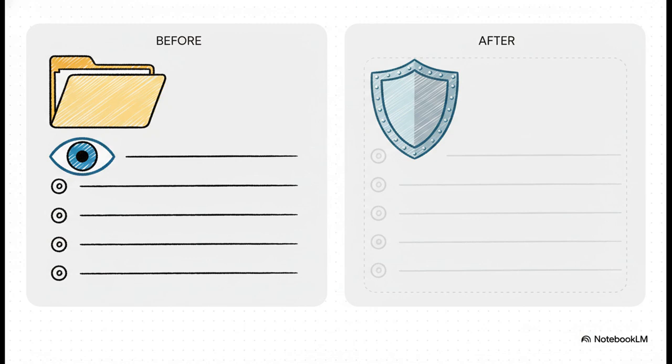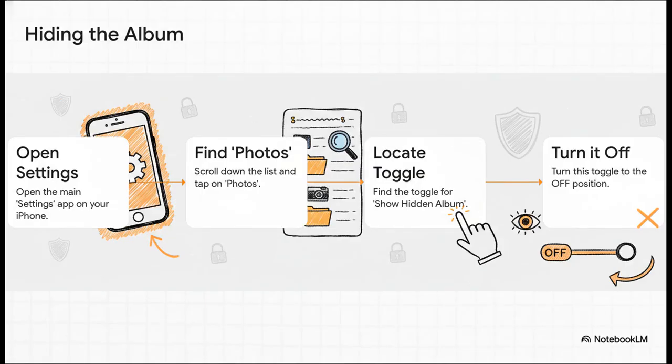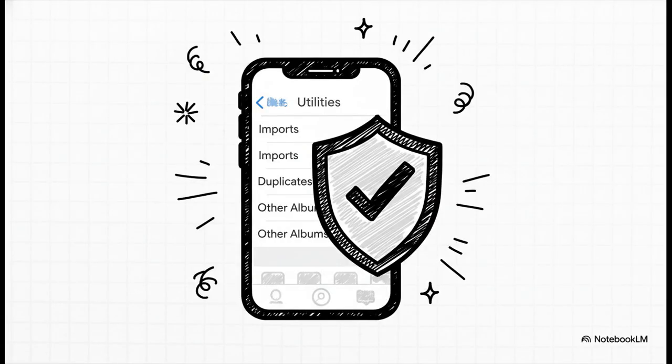So think about it like this. Before, your hidden album is just there, visible to anyone scrolling through your albums. But after we do this next step, that album is completely gone from view, vanished. That's the goal here. Okay, here's how you do it. You're going to leave the Photos app for a second and open up the main Settings app on your iPhone. Scroll down the list and tap on Photos. See that toggle that says Show Hidden Album? All you've got to do is turn that little switch to the off position. And success! That's it. Your hidden album is now totally invisible.